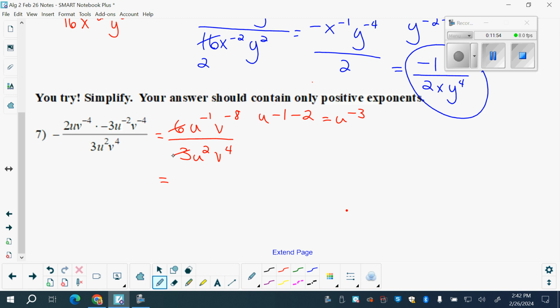So 3 goes into 6 twice, so it's going to be 2u to the -3, and then v to the -8 minus 4, or v to the -12. So we have a -8 minus 4. And then we want to rewrite that with positive exponents. So the 2's on the top, u to the 3rd, v to the 12th.